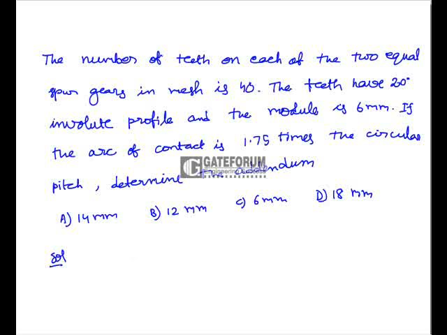Here, addendum is nothing but the difference between the radius of addendum and the pitch circle radius. So that is RA minus R, where RA represents the radius of addendum and R represents the pitch circle radius. The pitch circle radius can be obtained using the module: the number of teeth into m by 2, that is 40 into 6 by 2, which is equal to 120 mm.